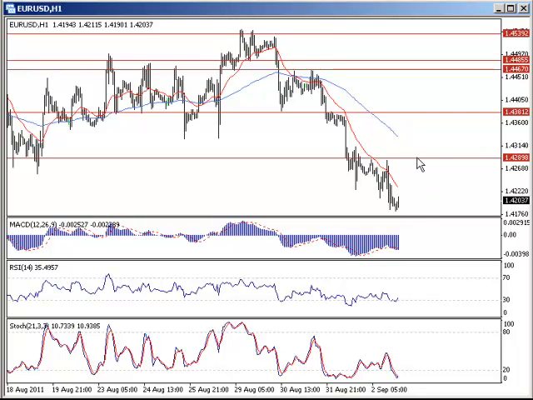So I hope this helps. I used this current example from the euro-US dollar market to show you my trading strategy using the 21 period moving average as a trailing stop.